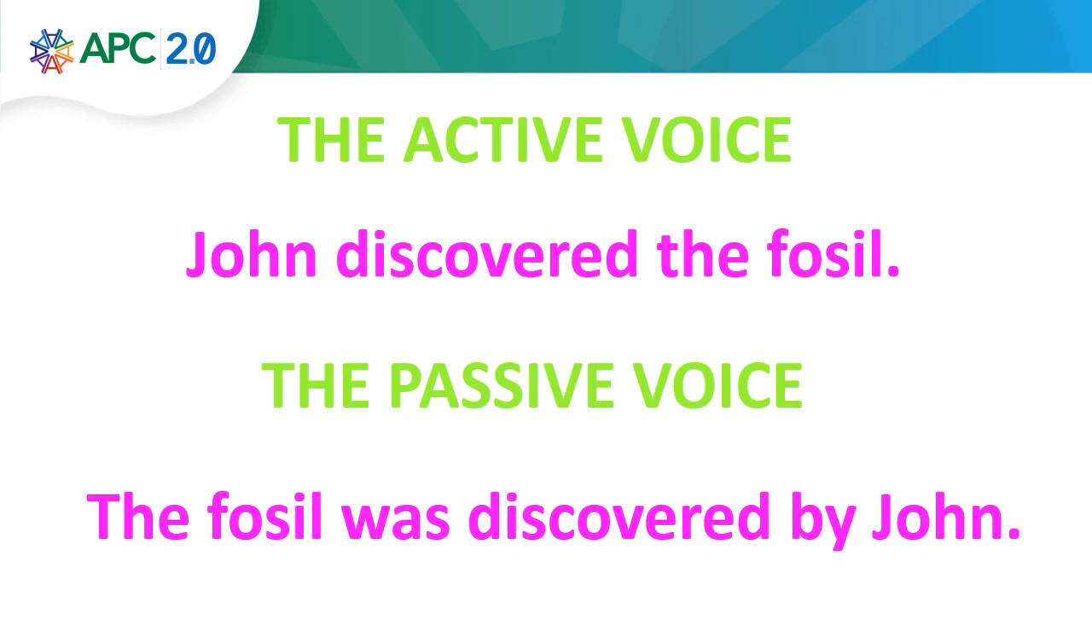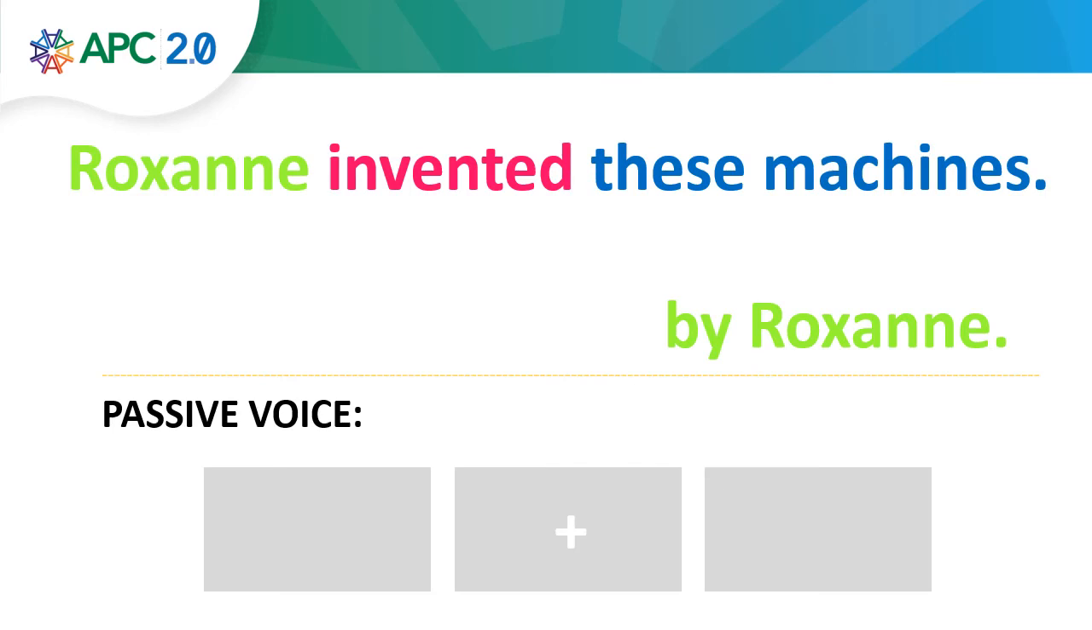The active voice: John discovered the fossil. The passive voice: the fossil was discovered by John. Example number 2. Roxanne invented this machine. Remember, in the passive voice, the person who does the action is not important. So, it goes at the end.